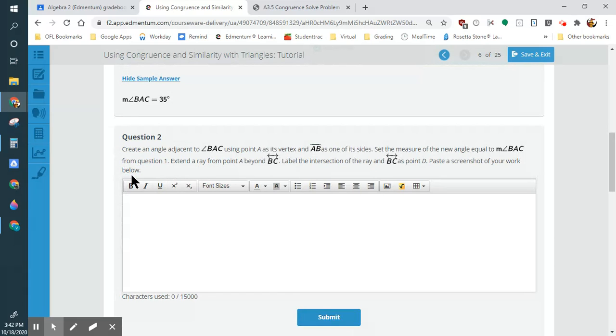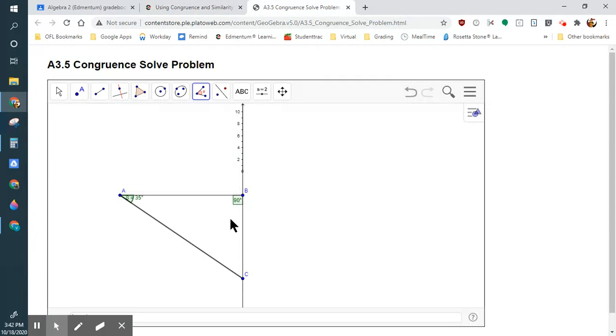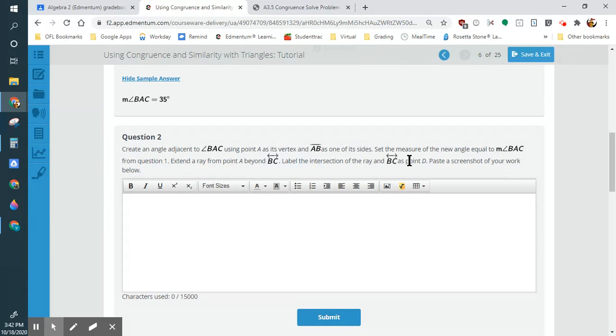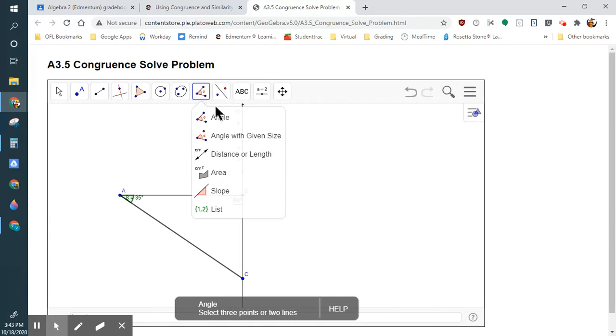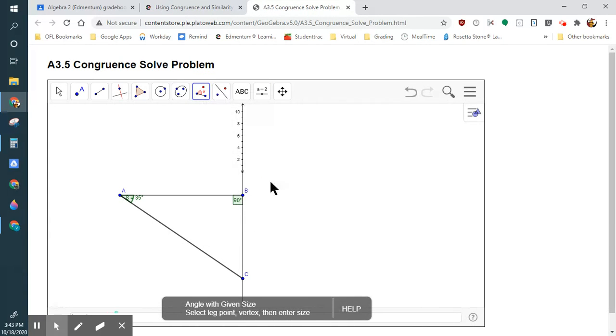All right, so now create an angle adjacent to ABC. So from A to B, well, that is the angle, but measure the new angle from A. Create an angle adjacent to that using point A as a vertex and B as one of the sides. Measure the new angle equal to that, and extend the angle. In other words, they want us to use the given angle. So we're going to use this measuring tool with a given angle, and we want it to be the other way.